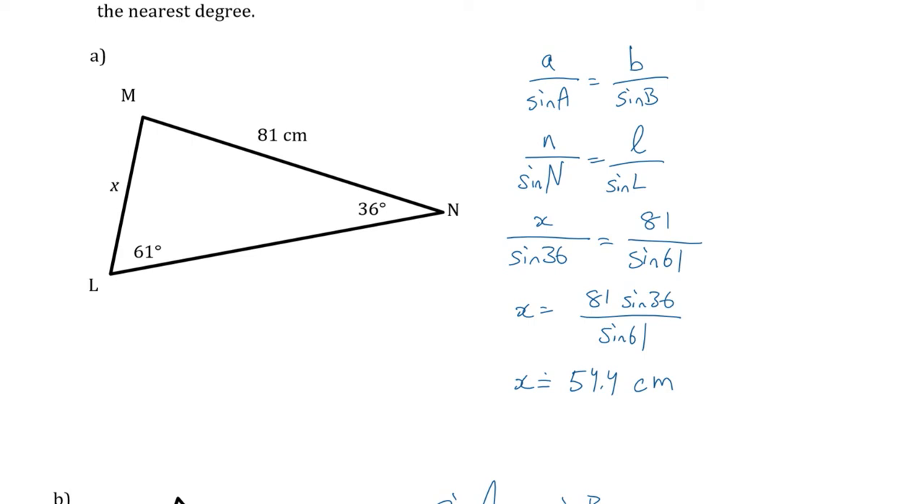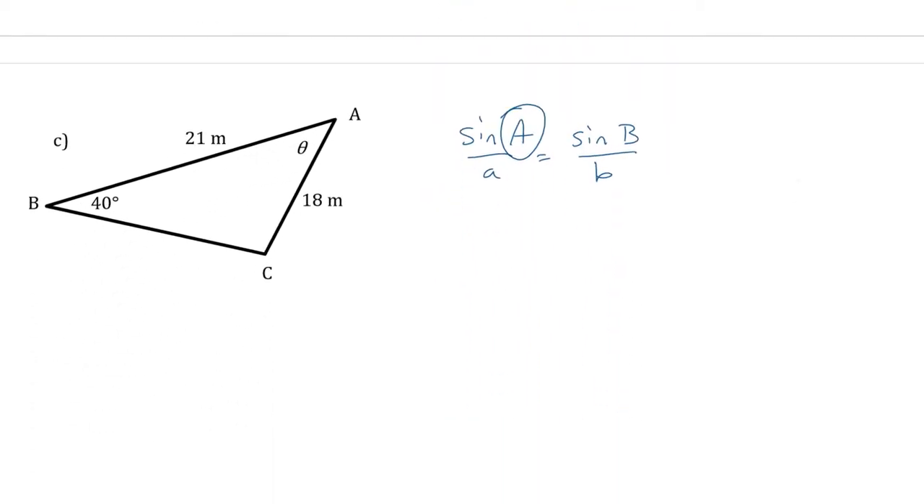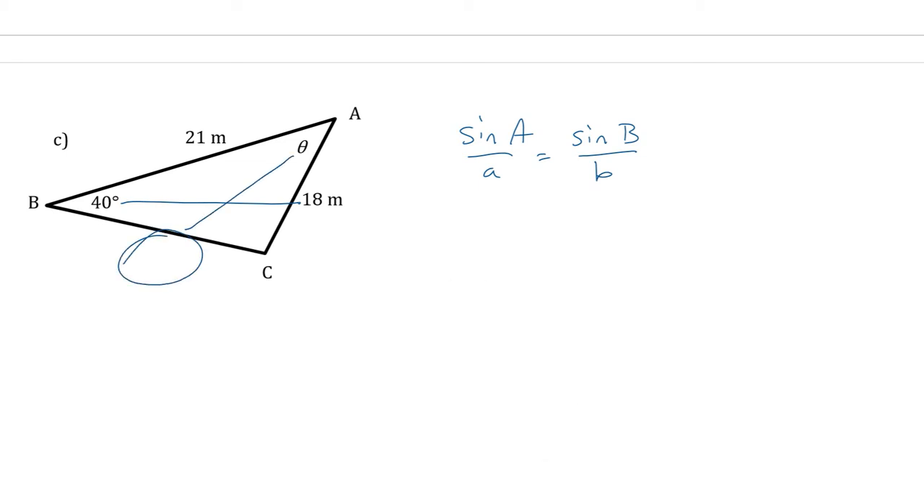And this is what I was talking about. Some people get confused when you start changing the variables around. But you got to trust me, this A is not the same as that A. It just means any of the angles. Here's the problem. 40 and 18 go together. That looks clear. But when I go across from theta, there is no side length.